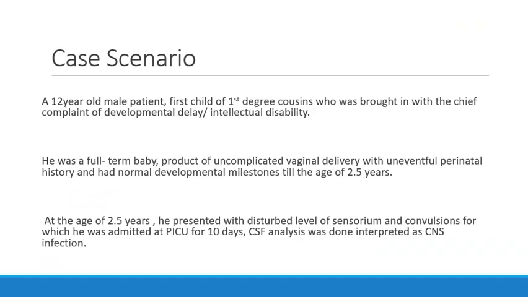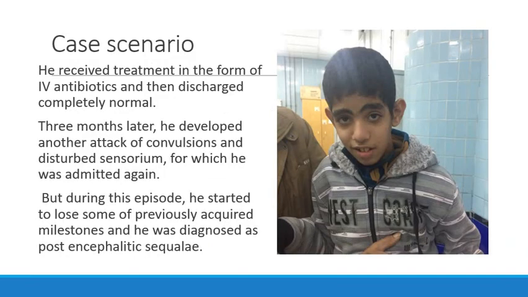He received conventional treatment in the form of IV antibiotics and was then discharged, completely normal, as the mother said. 3 months later, he developed another attack of convulsion and disturbance in the level of consciousness, for which he was admitted again. Again, he was most probably suspected to have another attack of encephalitis. But after this period, he started losing some of the previously acquired milestones of development.